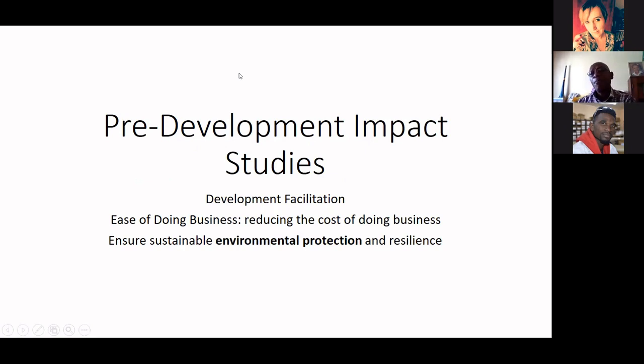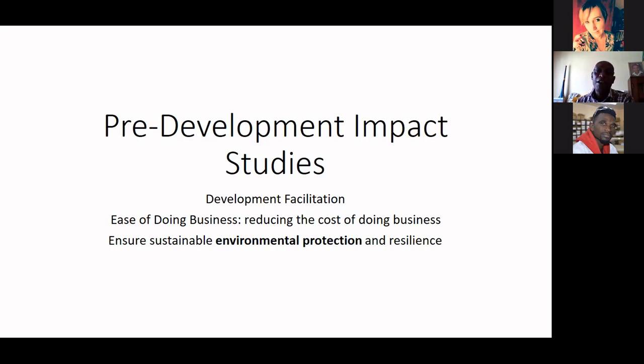Of course, archaeologists play such an important role, especially in development facilitation, when you conduct the pre-development impact studies. And that is something that is mandatory in most countries, as the archaeological resources are also protected.